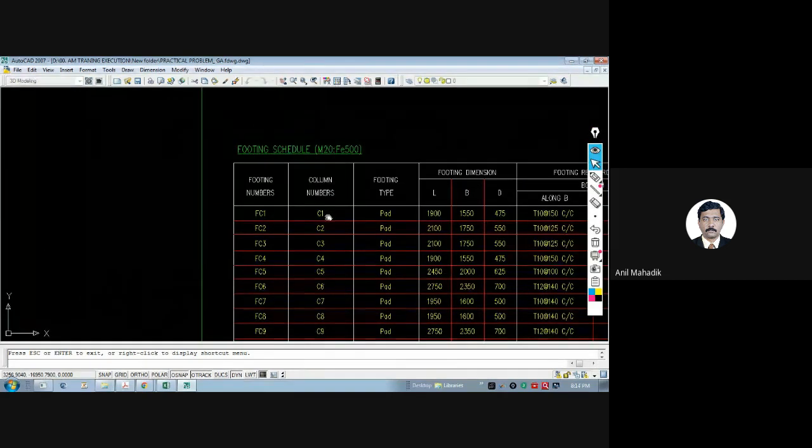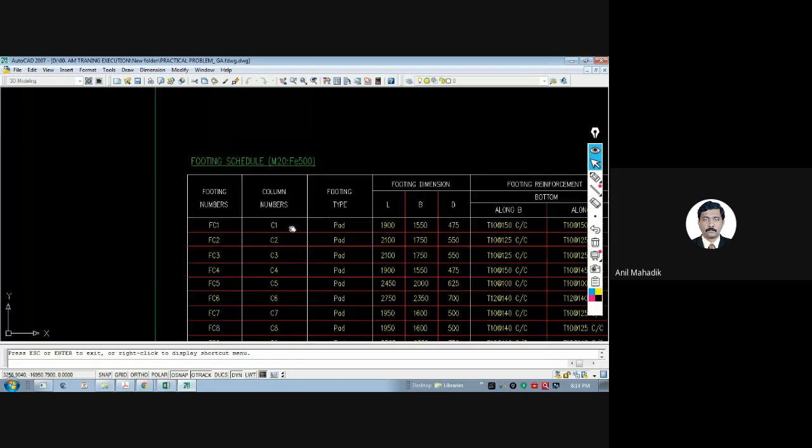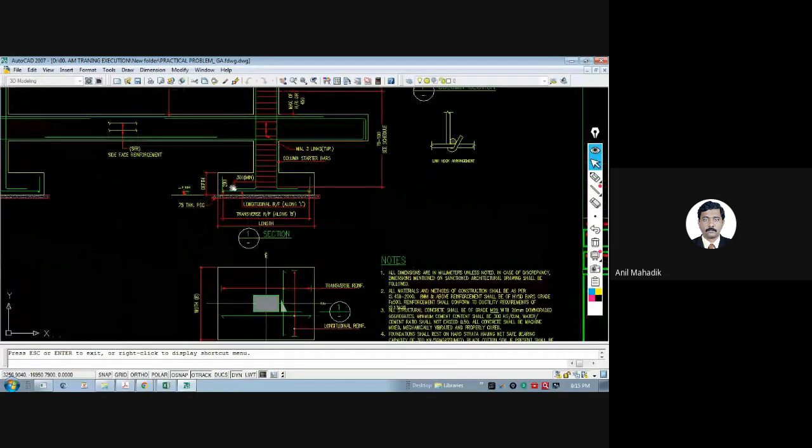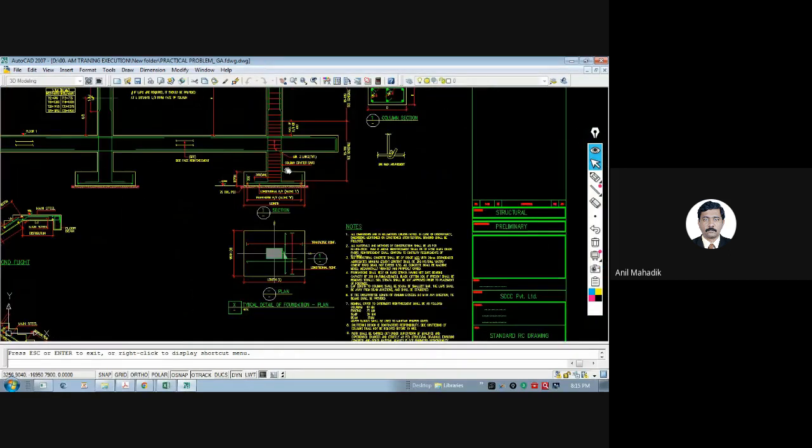Then column numbers. That means the column which is resting on this footing. Let's say this is C1. Now footing type means pad. So there are footing types. All of you know pad footing means box footing, in which the depth is the same at each section. Do you know this pad or box footings? So this is your pad footing. So this depth is constant at any section.